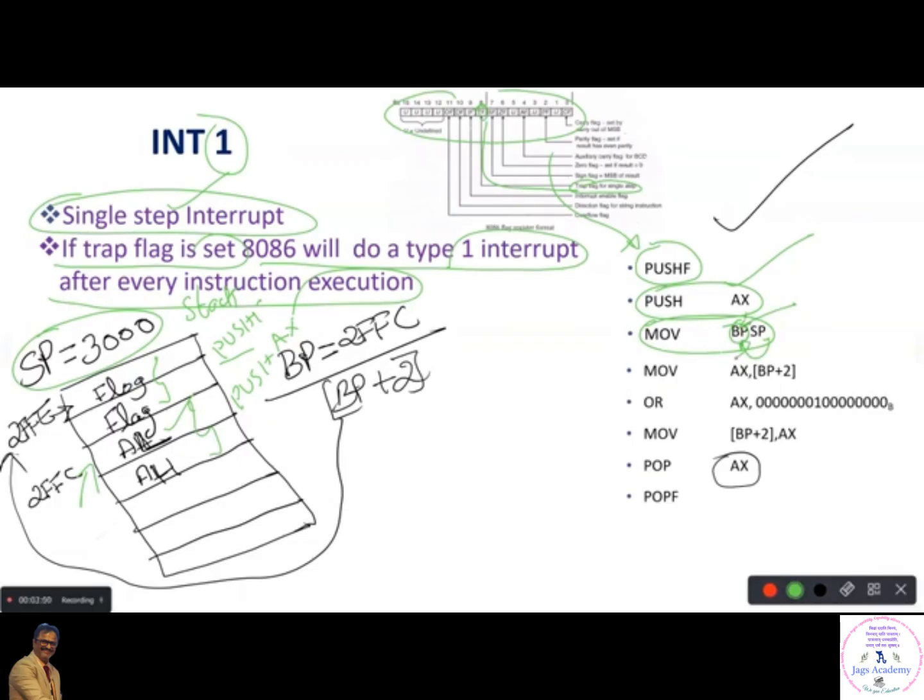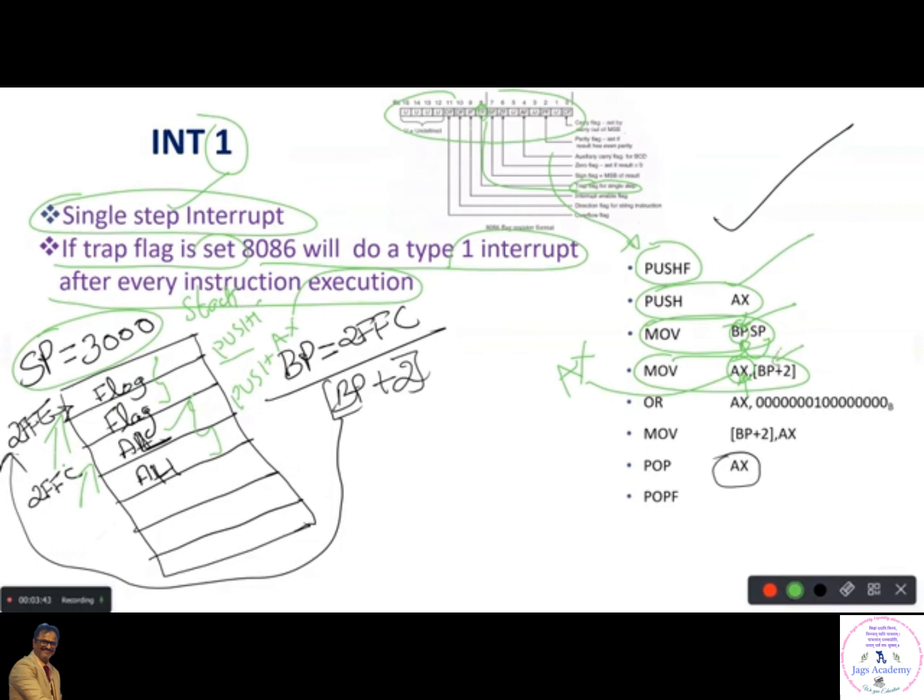Next, move AX, base pointer plus 2. Can you tell me? This is your base pointer now, right? Plus 2 means where will it go? It will come here. So base pointer plus 2 will be moved to AX. Can you tell me what will be the content of the AX register here? It is the flag register, right? Your address is pointing to this value.